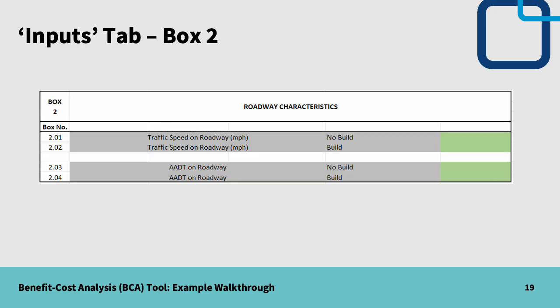For traffic speed on the roadway, we know that the speed on the arterial is 35 miles per hour. This project is not implementing any traffic calming to reduce speeds, so we expect the same speed both with and without the RRFB. We also need to enter AADT, average annual daily traffic. It looks like it would be unchanged, no volume reduction benefits here. It'd be 20,000 trips in both scenarios.